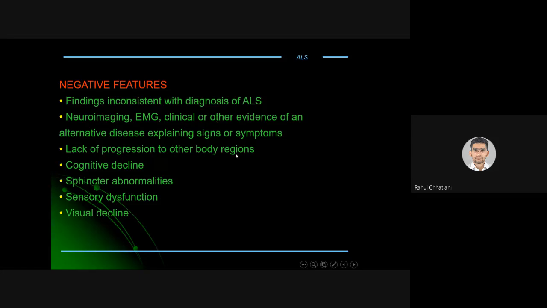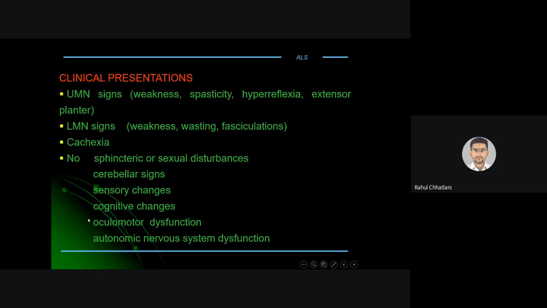Lack of progression to other body regions: if body regions other than these 4 regions are affected, for example only the face is affected and the other 3 are not, then you can say this is not ALS. Cognitive decline, as we talked about, will never be affected, nor will sphincter, sensory function or vision. All these things we discussed in the clinical presentation: sphincter, cerebellar signs, sensory changes, cognitive changes, oculomotor dysfunction and autonomic nervous system will never be affected in ALS. If they are, it is not ALS, it is some other disease.